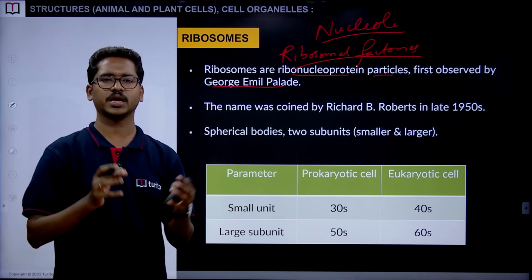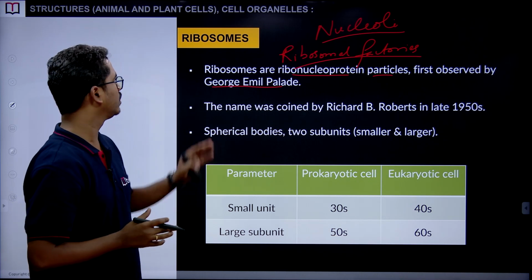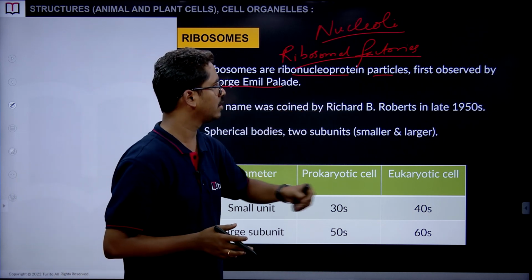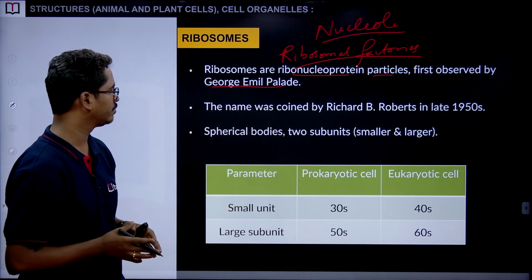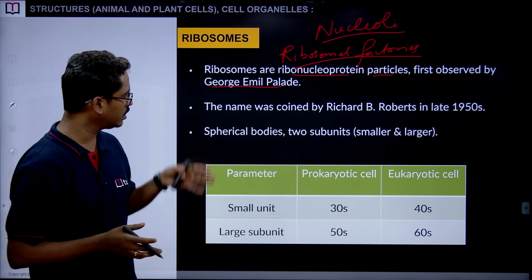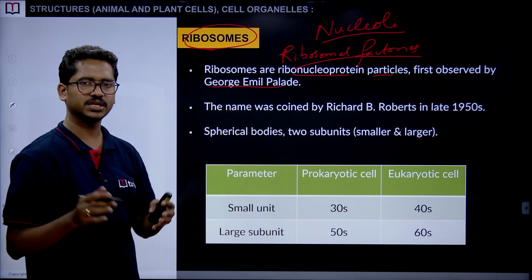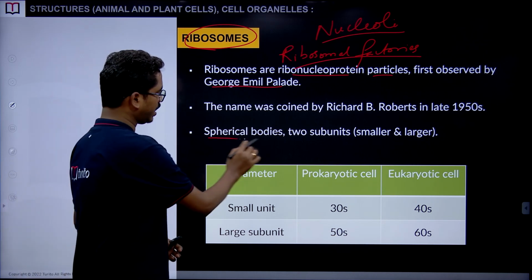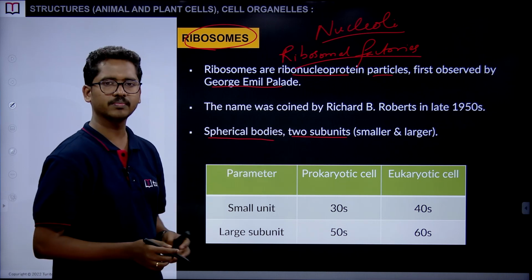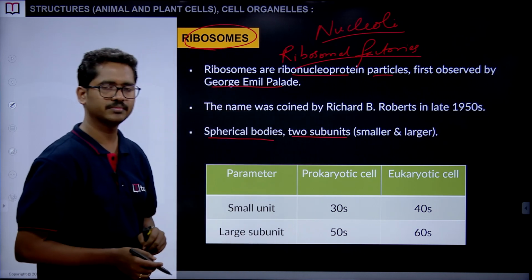There are several nucleoli present inside the nucleus, and that is where you will see the formation of these ribosome particles. Now, ribosomes are ribonucleoprotein particles, first observed by George Emil Palade. It was Robert B. Roberts in the late 1950s who coined the word ribosome. So, what are they? They are spherical bodies with two subunits, a smaller subunit and a larger subunit.